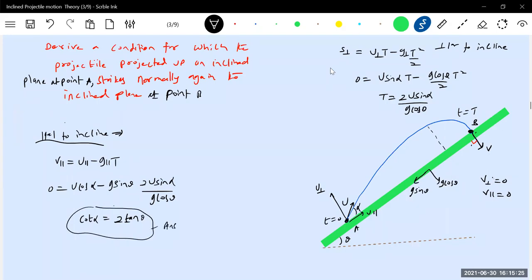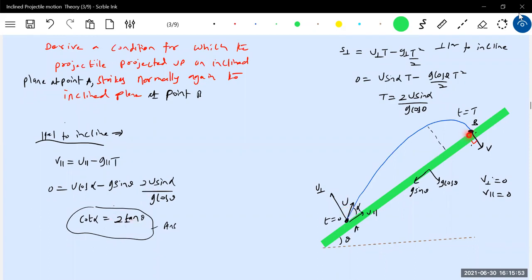With any speed, what is that alpha? Alpha is with respect to the incline. Alpha is the angle with which the ball is projected with respect to the incline, and theta is the angle of inclination. If alpha and theta are related by this equation, it will strike normally. So for any speed, yes, definitely. We got the answer in that way only.